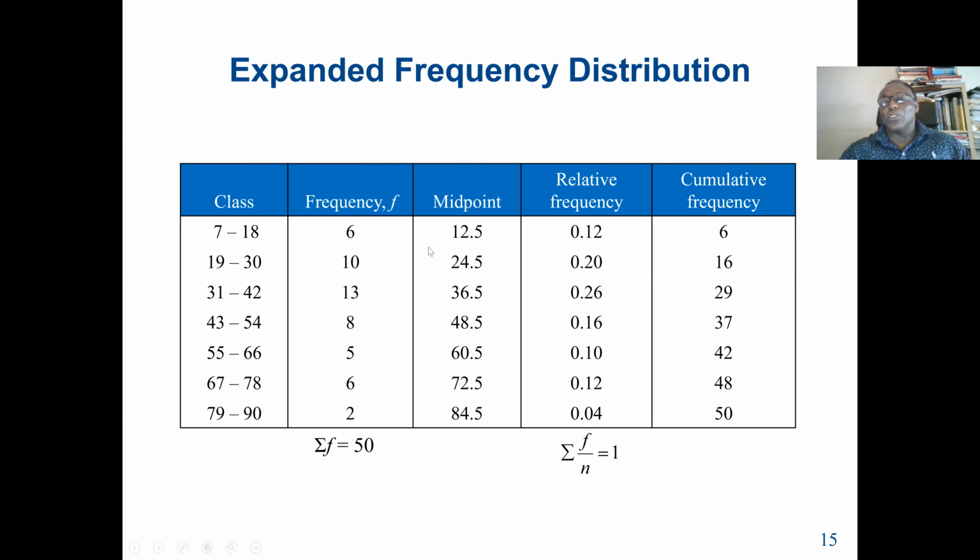Then for cumulative frequency, we go to the frequency. First value is 6. When we add 6 to 10, we get 16. When we add 16 to 13, we get 29. When we add 29 to 8, we get 37. When we add 37 to 5, we get 42. When we add 42 to 6, we get 48. When we add 48 to 2, we get 50.